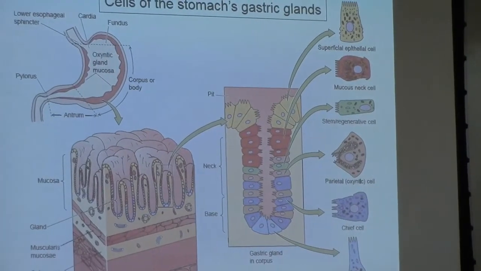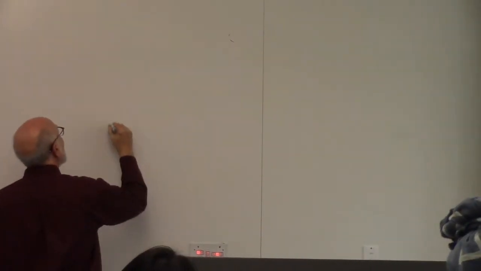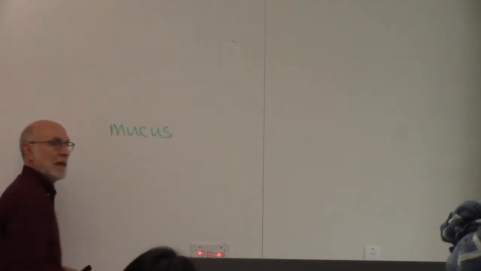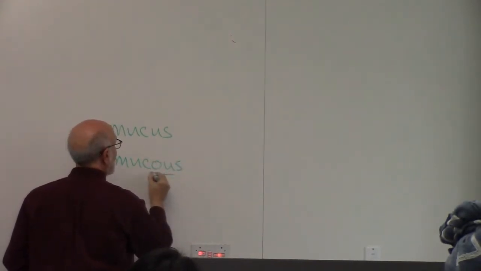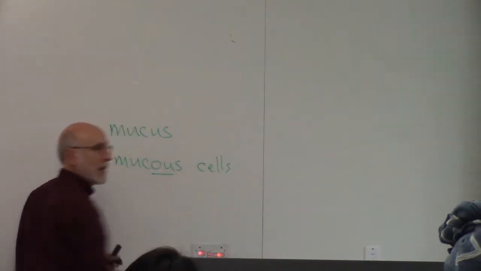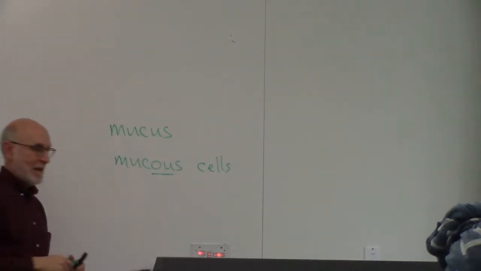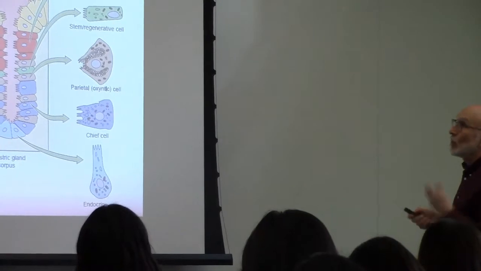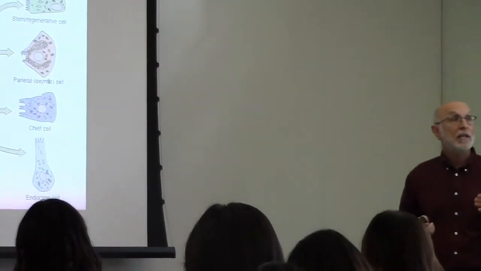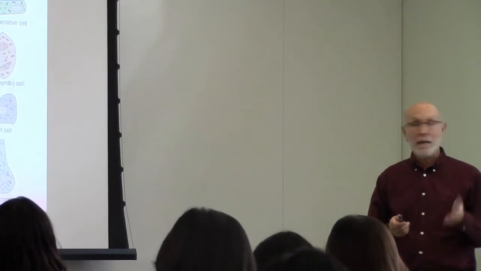So, epithelial cells. We have cells that secrete mucus. Remember, mucus is spelled, I won't grade you wrong for spelling, but just to be clear, mucus is released by mucous cells. Okay? That's the correct language. Mucus is the material, mucous is the name of the cells. So mucous cells secrete mucus. And mucus here is to protect the lining of the stomach from the acid that we're going to talk about in just a moment.